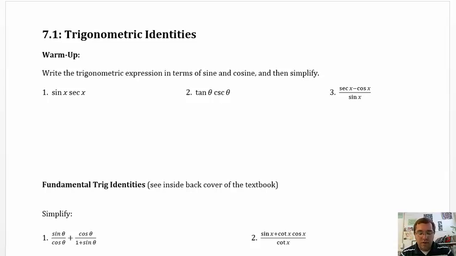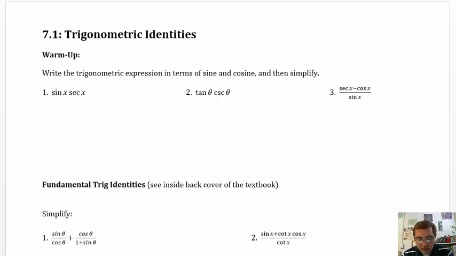In this video, we're going to be filling out the worksheet for 7.1 on trigonometric identities. So first, our task is to write the trigonometric expression in terms of sine and cosine, and then simplify. That means anything that is not already a sine or cosine needs to be rewritten as sine or cosine.